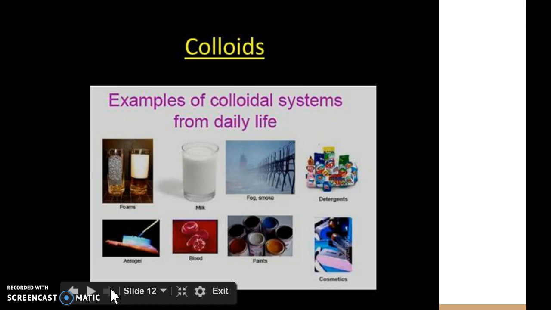And so paint is a good example. Blood, if you've ever had a blood sample, you'll see that they put stuff in to separate those layers out. And fog and smoke together make a nice colloid.